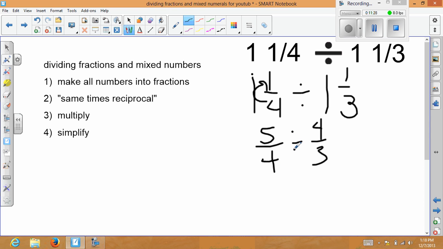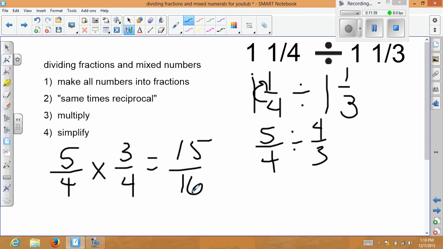And now same times reciprocal. 5/4 times 3/4. And multiply. 3 times 5 is 15. 4 times 4 is 16. These are neighbors, so I know I'm simplified, so I am done.